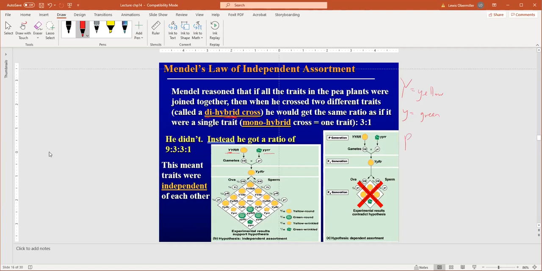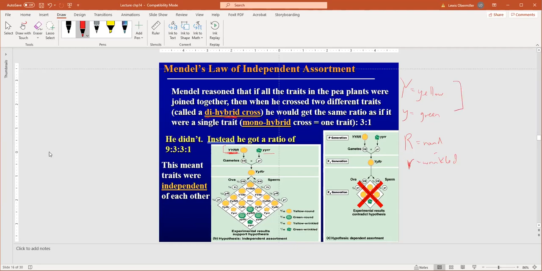And then big R is round and little r is wrinkled. Again, we're following the rules of Mendel. So it's R because round is dominant to wrinkled. So that's why we use R. So this parent would be a true breeding parent. It's homozygous dominant for both traits, seed shape and seed color.